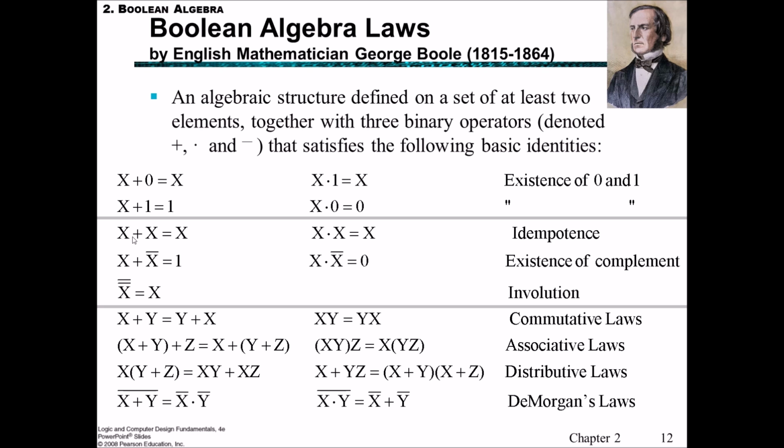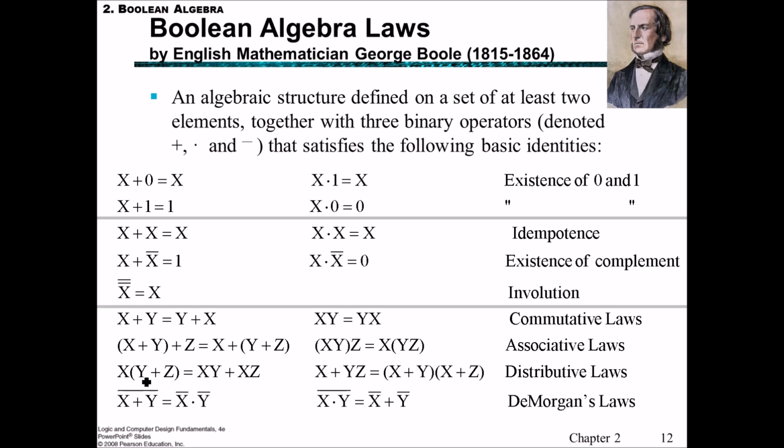Boolean algebra also follows the associative laws, where you can group using parentheses, and as long as you don't change the operation, then the meaning is the same. So x or y, all ORed with z, is the same as x or y or z. And in the same way, in parentheses, x and y, and z is the same as x anded with parentheses y and z. They also follow the distributive laws, where you can expand brackets.